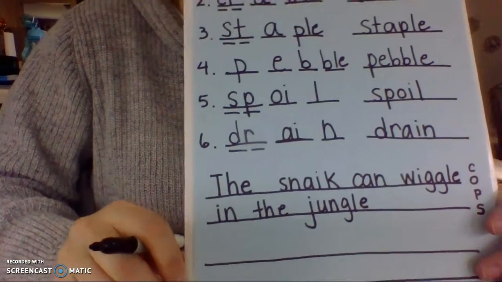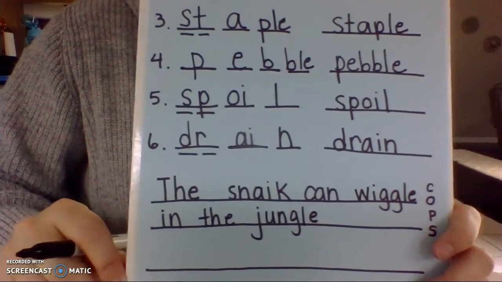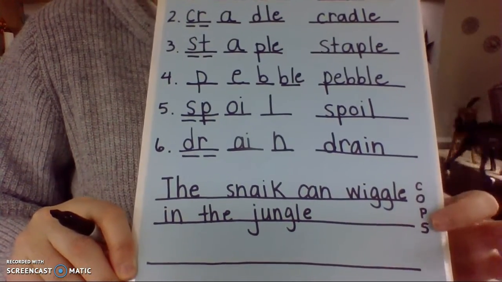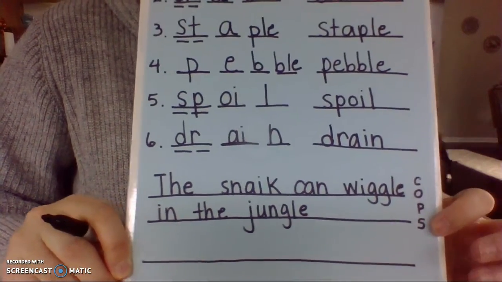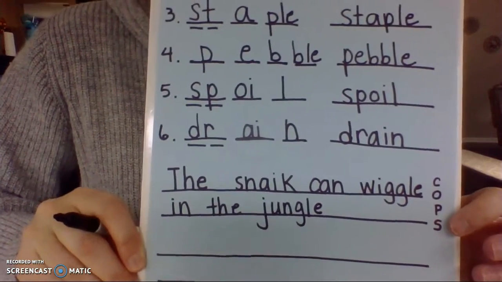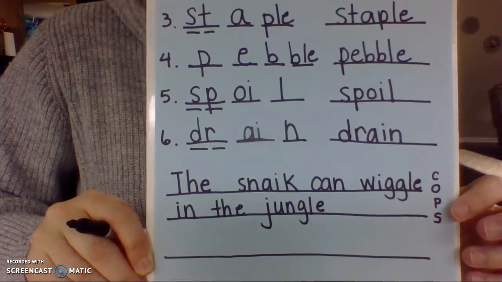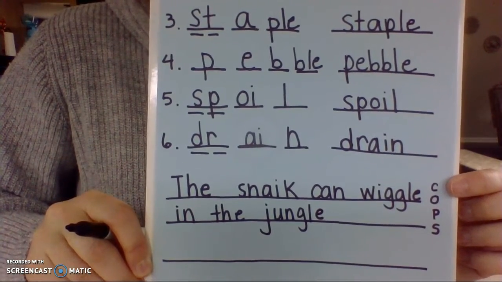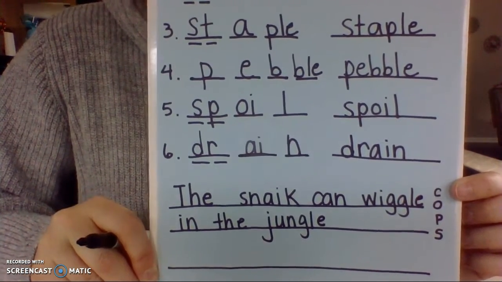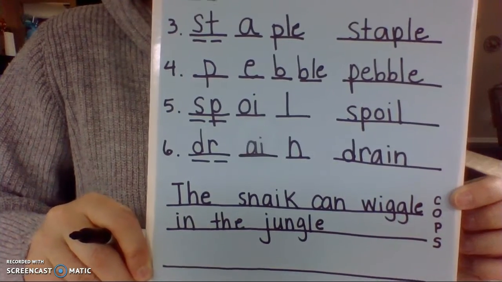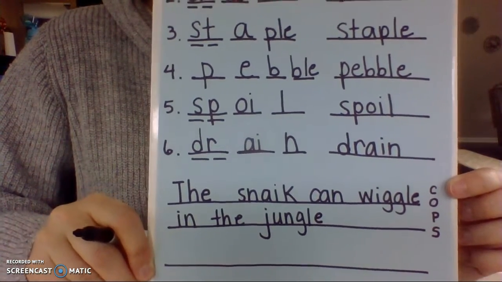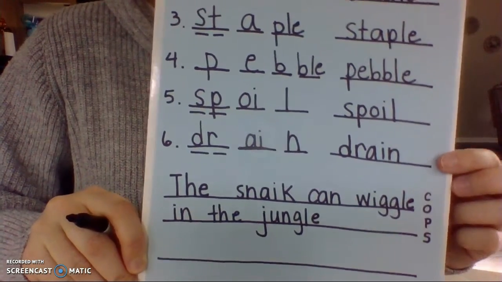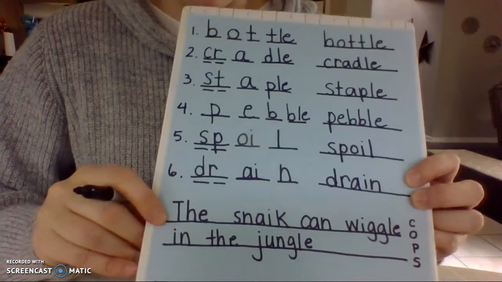Here's what I have. The snake can wiggle in the jungle. And you can see on the side of the paper, we have our cops written here. And this is how we check to see if our sentence looks correct. So let's look at the C first. If you need a few more moments to finish spelling your sentence, you can pause this video at any time. So remember that in the word cops, C stands for capitals. So did I start my sentence with a capital? Yep, it looks like I did.